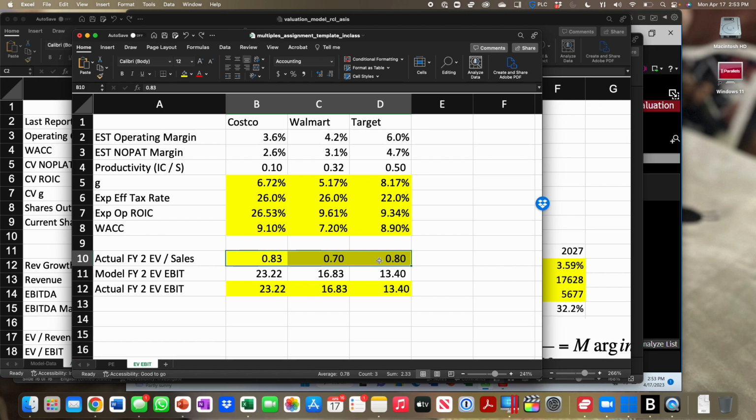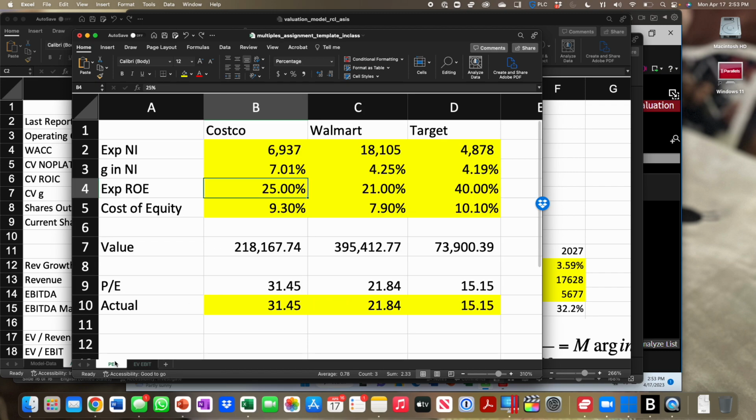A premium means two tabs. First tab is the PE tab. Costco's PE this morning was 31.45. Walmart's PE was 21.84. Costco is trading at a premium to Walmart's PE. It's higher. Walmart is trading at a discount to Costco's PE. It's lower. Target is also trading at a discount to Costco's PE at 15. Our next part, why? Why are Costco's PEs higher than Walmart and Target's? We got to explain that.